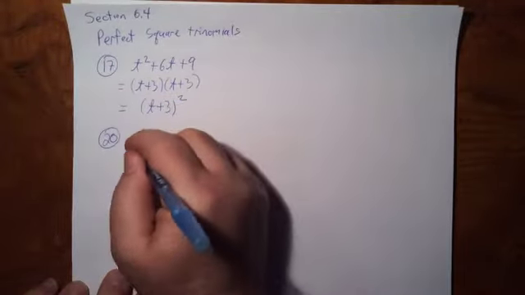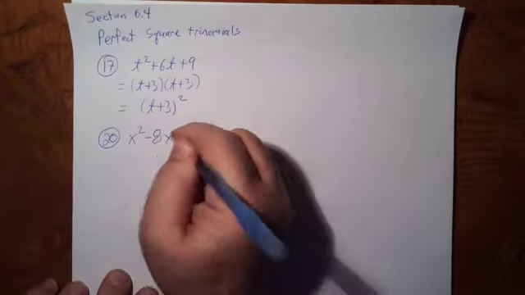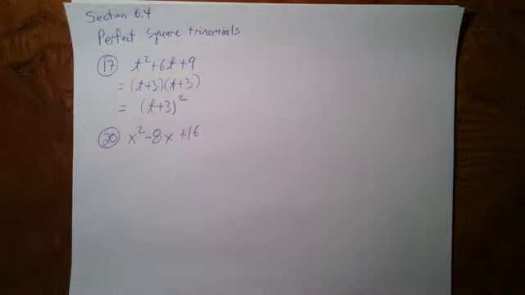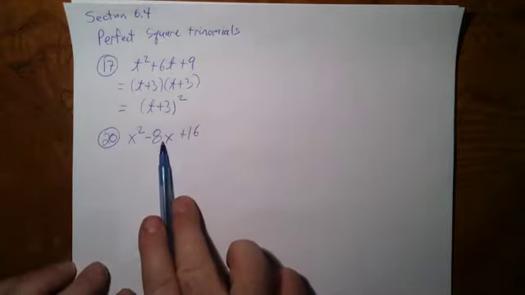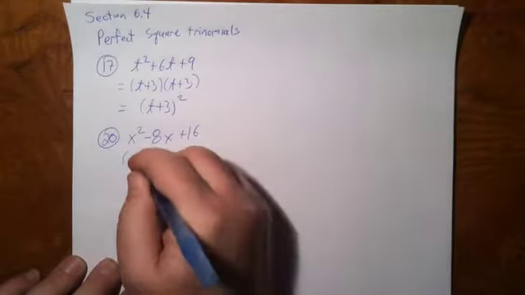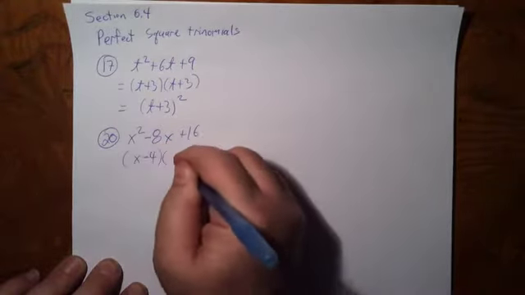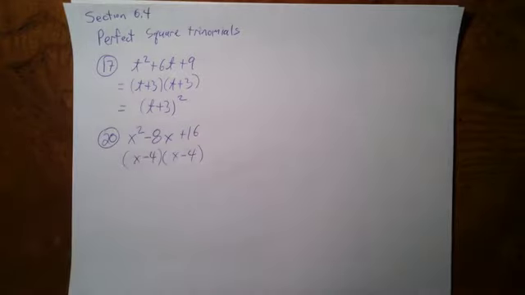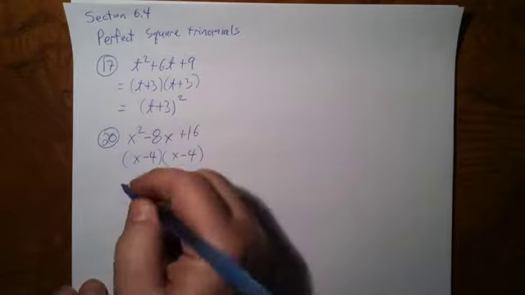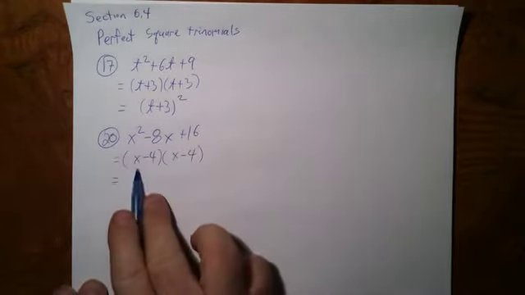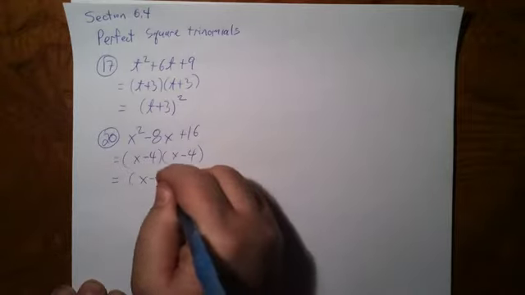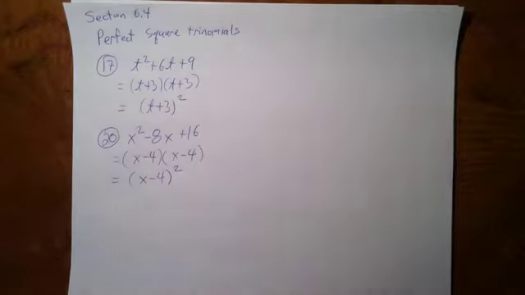So let's just take a look at one other question just to drive this point home. Question 20, we have x squared minus 8x plus 16. So we're looking for two numbers whose product is 16 and whose sum is going to be negative 8. Well, the only two numbers we can do that with are negative 4 and negative 4. Their product is positive 16, their sum is negative 8, but again, I can express this not simply as the quantity of x minus 4 times x minus 4, but as x minus 4 quantity squared.